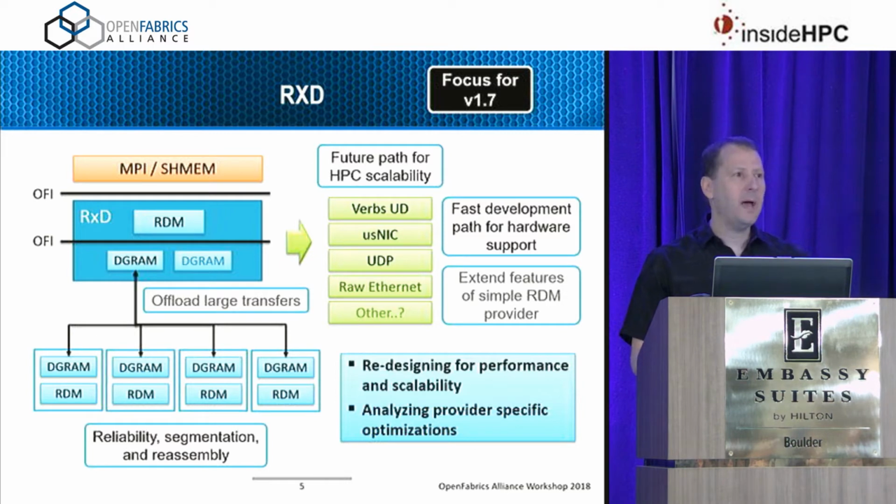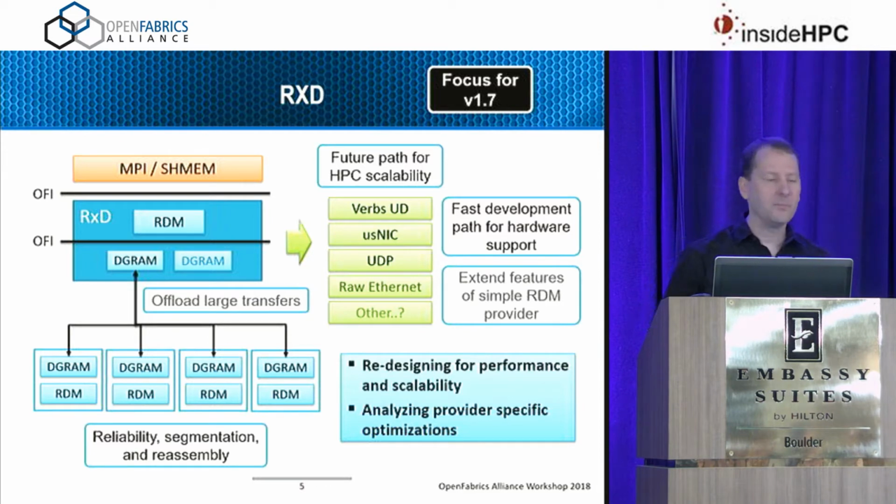So this is our path that we're using for HPC applications to basically provide scale. So once we get around about 1,000 nodes, so over 1,000 nodes, most of the MPIs, we have to switch to an unconnected communication model. So the RxD provider would layer over verbs UD queue pairs. Obviously, this would work well with US NIC. We have a UDP provider that could layer over.